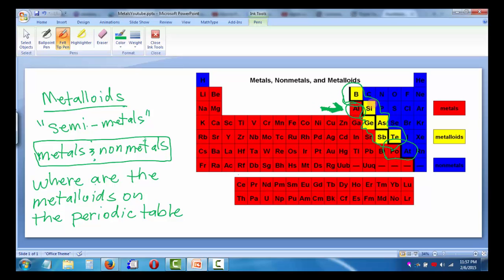But be familiar with this area of blue as being your nonmetals, this area of yellow being your metalloids, and this whole lot from your alkali metals all the way through your transition metals and your lanthanide series at the bottom. Be familiar with those as your metals.